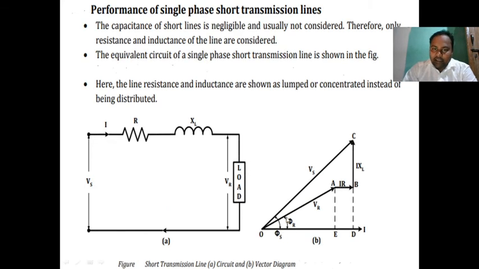Please observe the diagram carefully. So we want to find out OC. OC square, the hypotenuse, is equal to the horizontal component OE plus ED, and the vertical component DB plus BC. Here Vs square is equal to (OE plus ED) whole square plus (DB plus BC) whole square. So substitute the magnitudes, and we can easily find the sending end voltage.